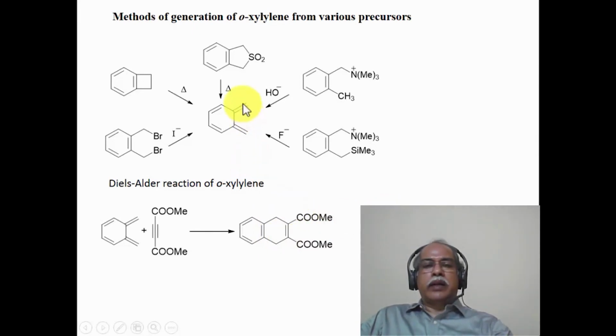So, the orthoquinodimethyl, which is also termed orthoxylylene, can be produced by several methods as shown in this slide, and it can be trapped in situ by a dienophile, which is dimethyl acetylenedicarboxylate in this case, to produce the Diels Alder adduct, which is shown here.